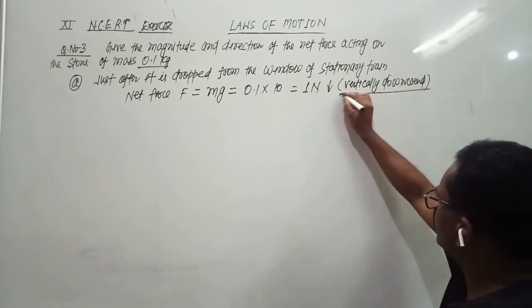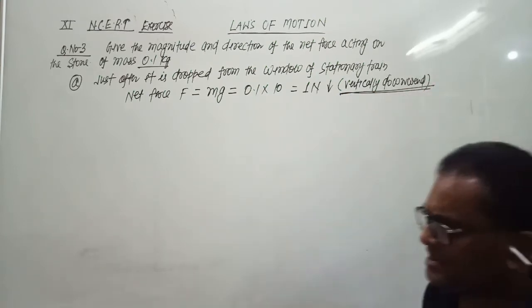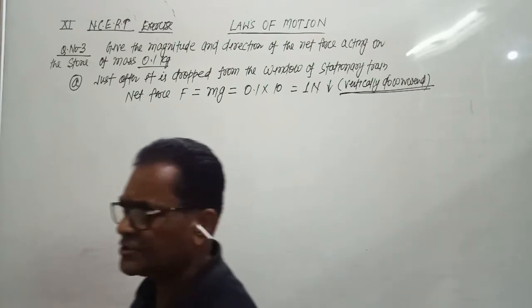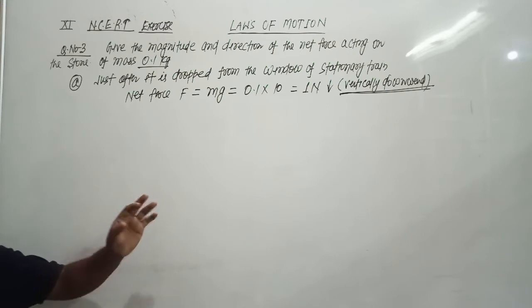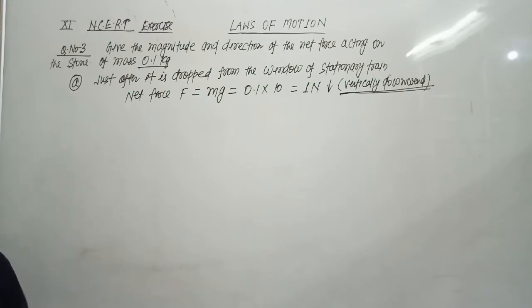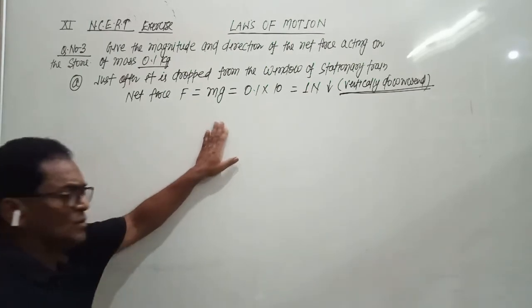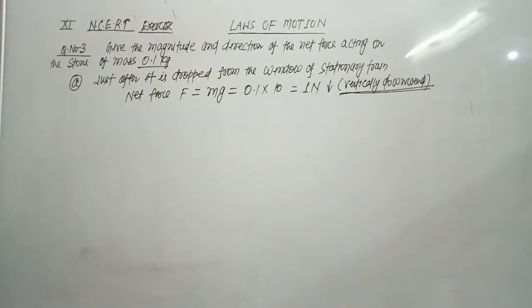So the net force is in the form of weight, because weight equals m into g and weight always acts vertically downwards. So when a stone is dropped from the window of a stationary train, the net force acting on the stone is the weight of the stone, F equals m into g.